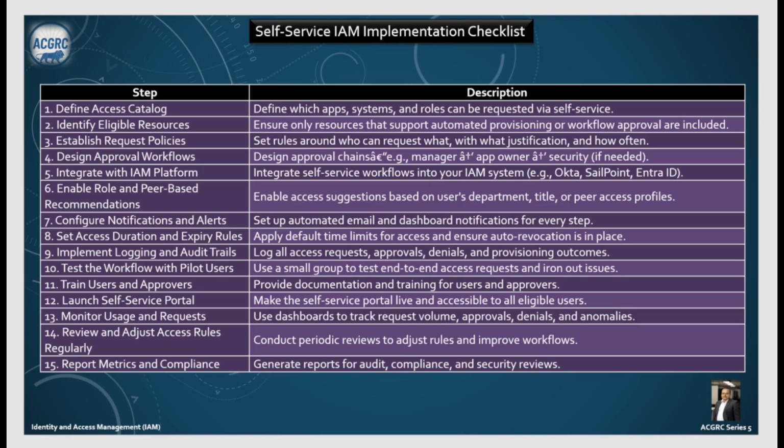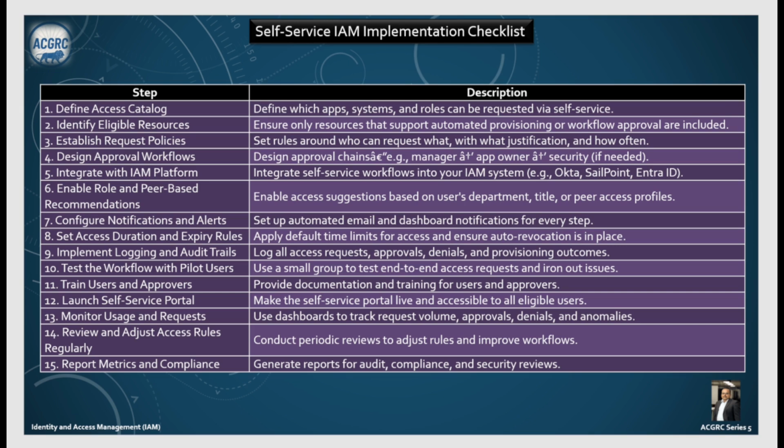Let's look at steps. This could be your checklist. You can use this as a base reference or you can build on it for sure. Start by defining the access catalog. You define which apps, systems, roles can be requested via self-service. Then you ensure only resources that support automated provisioning or workflow approvals are included. You set rules around who can request what, with what justification, and how often.